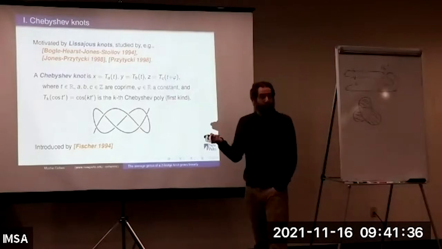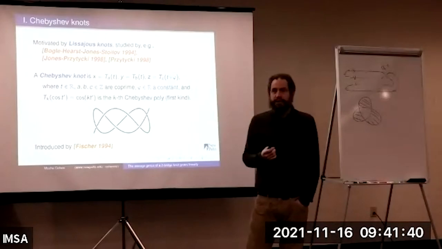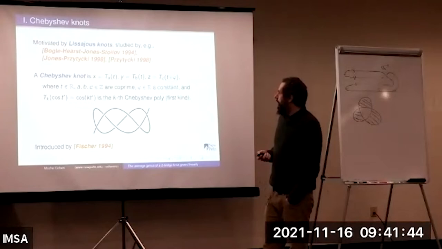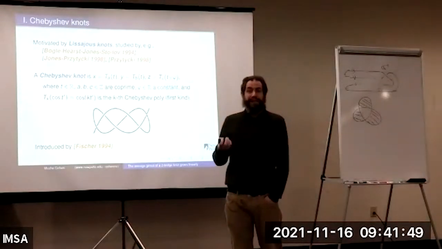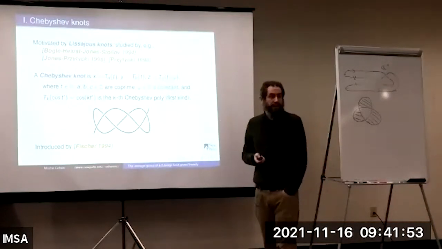And also Vaughan Jones, who was a hero for us in knot theory, Fields medalist, who unfortunately passed away in recent years. So these knots were studied by really, really famous people, but unfortunately not every knot is Lissajous. So here's a trick. We're going to turn them into Chebyshev knots.